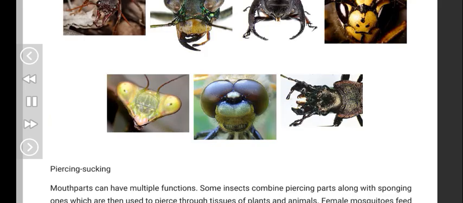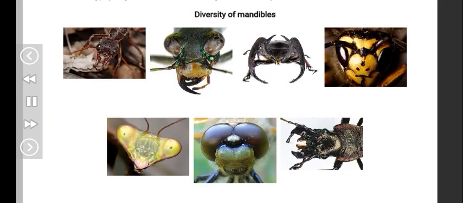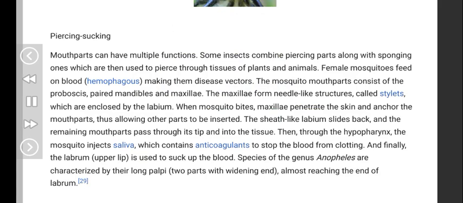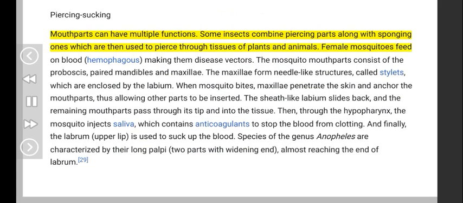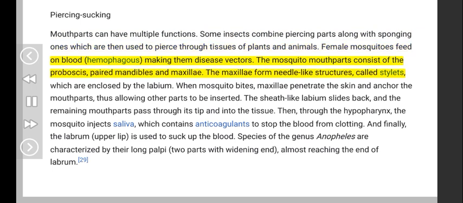Diversity of mouthparts. Piercing-sucking. Mouthparts can have multiple functions. Some combine piercing parts along with sponging ones which are then used to pierce through tissues of plants and animals. Female mosquitoes feed on blood, hematophagous, making them disease vectors. Mosquito mouthparts consist of the proboscis, paired mandibles and maxillae. The maxillae form needle-like structures, called stylets, which are enclosed by the labium.